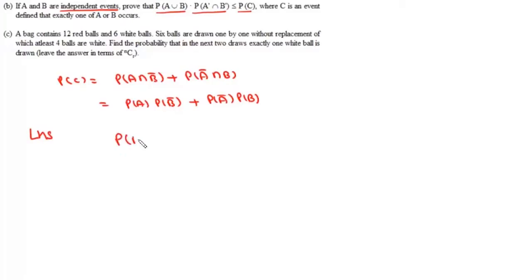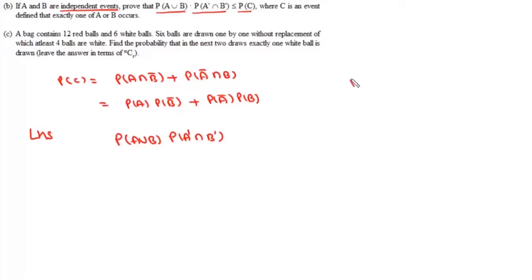Now the probability of C, that exactly one of A or B occurs, will be the probability of A intersection B naught plus the probability of A naught intersection B. Now this is probability of A into probability of B naught plus probability of A naught into probability of B. Now if we look at this left hand side, we can write it as probability of A union B into probability of A naught intersection B naught.